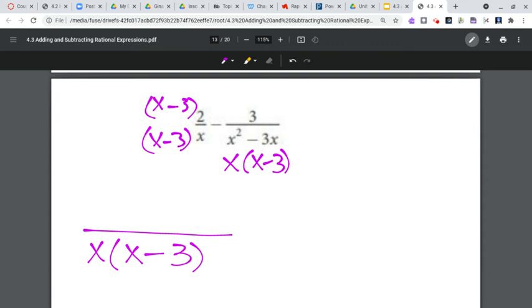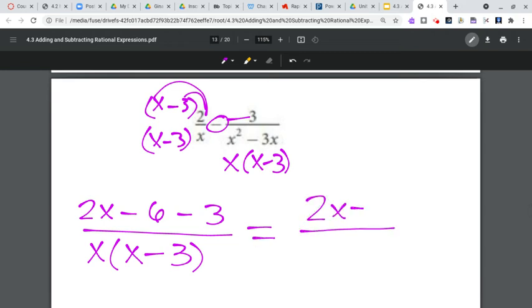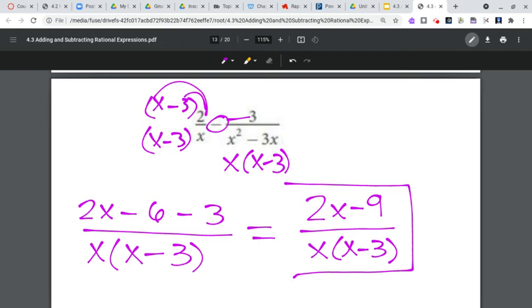In the numerator, I'm going to distribute the 2 here and here, which is going to give us 2x minus 6 minus 3 from this negative 3 here. Okay, distributed there. My numerator now becomes 2x minus 9 over x parentheses x minus 3. I can leave it factored, or I could distribute in the denominator: x squared minus 3x. Either way works. Final answer here. Okay, let's keep going.